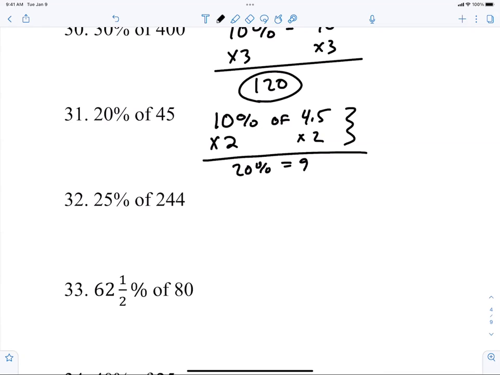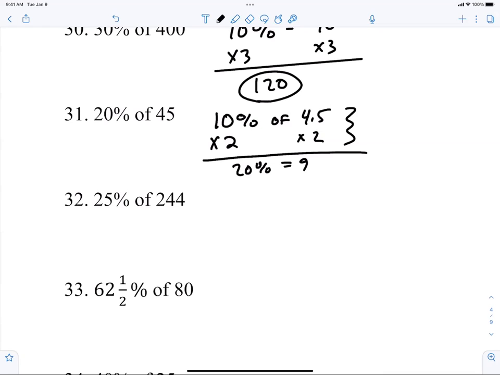Is it okay with 40% if we just divide by 5? Yes. And that's what you would tell me. 20% is divided by 5. Yes, that's exactly correct. There's so many different ways of doing it. I want to know you know what to do.